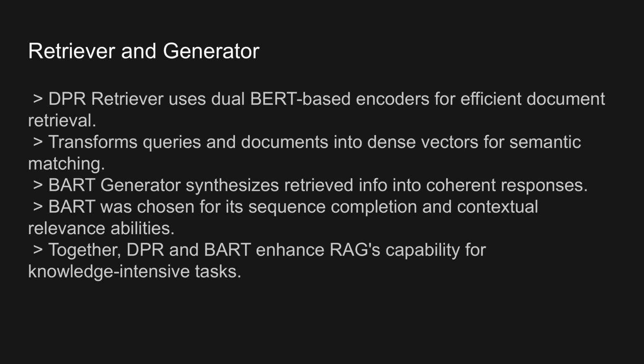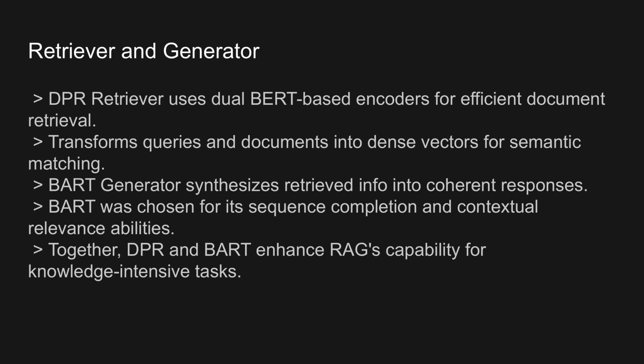That makes sense. And if DPR retrieves multiple documents, how does RAG decide which parts to use for generating the answer? Good question. RAG uses the generator, BART, to interpret and combine information from the retrieved documents. Essentially, BART is a seq-to-seq transformer model designed to generate coherent answers based on both the original query and the retrieved content. It's flexible enough to handle different types of input data, including cases where it has multiple documents to work with.